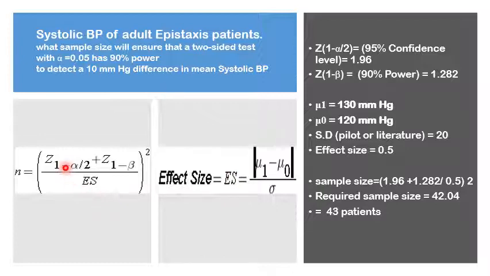So plug in 1.96 here, which corresponds to the z-score of 95% confidence, and for the power of 90% it is 1.282, divided by half here, and this would give you the result. Required sample size is 42.04, which is 43 patients.